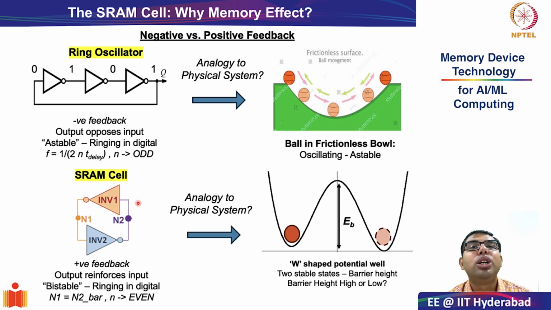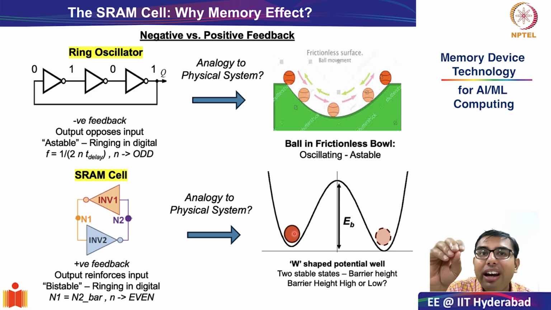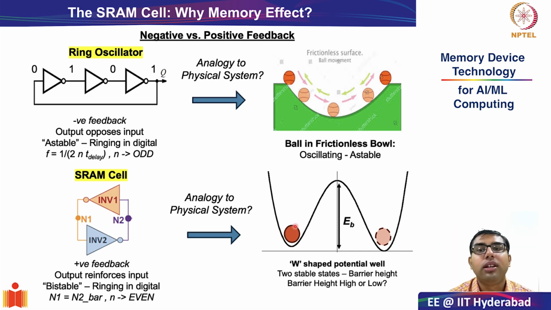A good analogy to this kind of physical system will be a W-shaped potential barrier. As you can see, we have a W-shaped potential barrier and you have two stable states. Suppose I release a ball inside this W-shaped potential barrier, the ball can be in two stable states. Either it can be in position 0 or it can be in position 1. Since it is or, not and, I have indicated this with dotted lines. Either the ball can be in this pocket or in this pocket, just similar to our SRAM cell nodes N1 and N2.